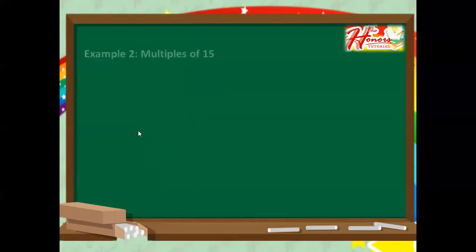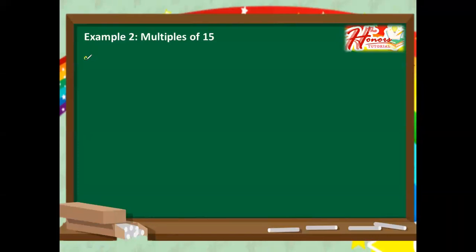Next, multiples of 15. Same process. So let's write the solution here. Kindly observe if there is a restriction, until what number are we going to solve. But for this part, we don't have any restriction. So therefore, these are also infinite numbers.